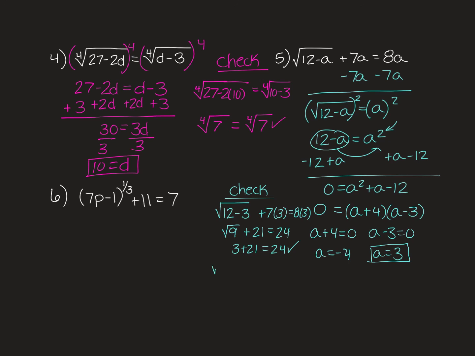So let's plug in negative 4. So the square root of 12 minus negative 4 plus 7 times negative 4 is equal to 8 times negative 4. Well, 12 minus negative 4 ends up being 12 plus 4, which is 16. 7 times negative 4 is minus 28, is equal to 8 times negative 4, which is negative 32. So square root of 16 is 4, minus 28, does that equal negative 32? No, it does not. Okay, so negative 4 is not an answer. It's an extraneous solution.